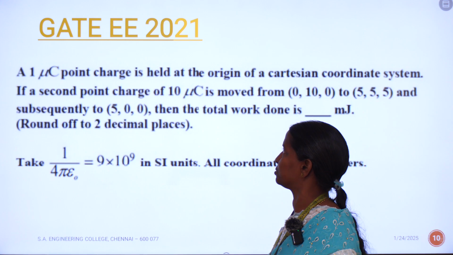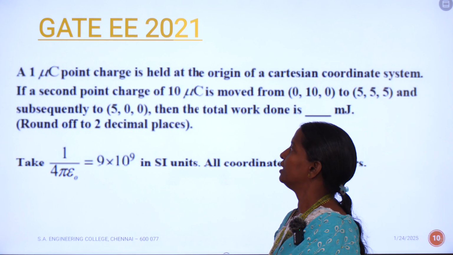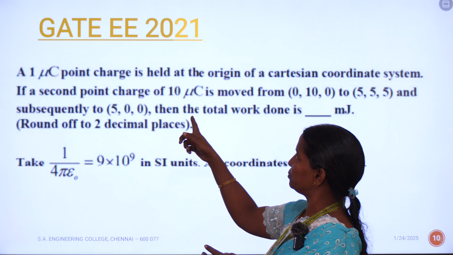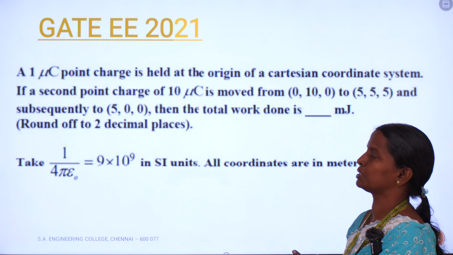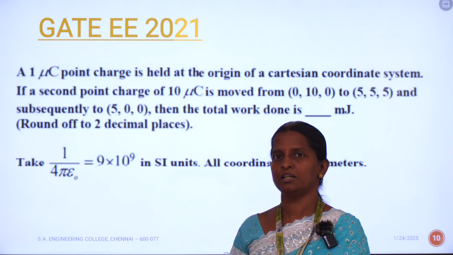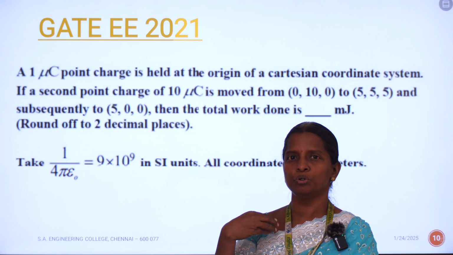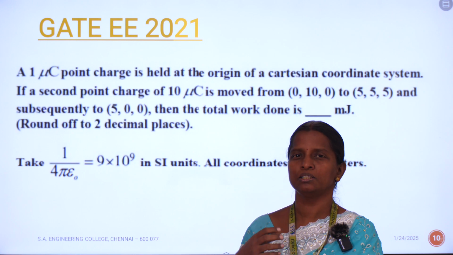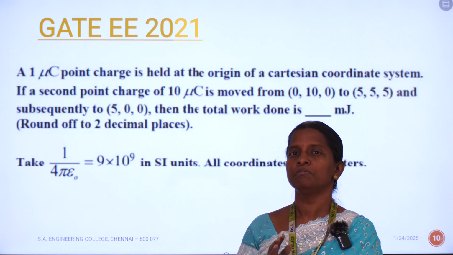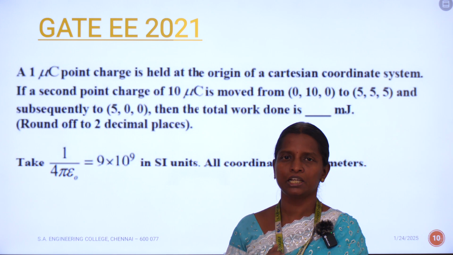Let us see the next question. GATE 2021 question. A 1 microcoulomb point charge is held at the origin of the Cartesian coordinate system. So we know there are coordinate systems. That is how we are going to represent the charge in 2-dimensional or 3-dimensional space, using the Cartesian coordinate system or rectangular coordinate system.